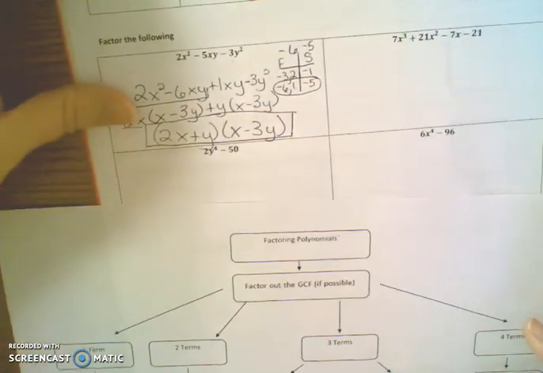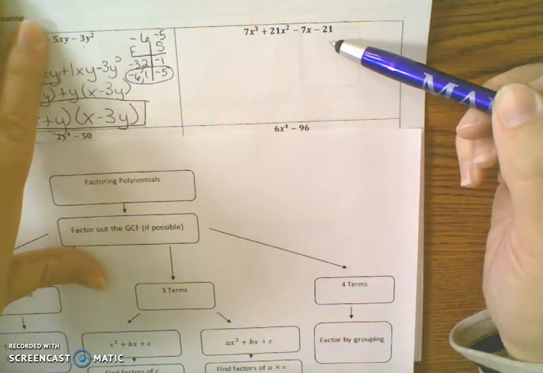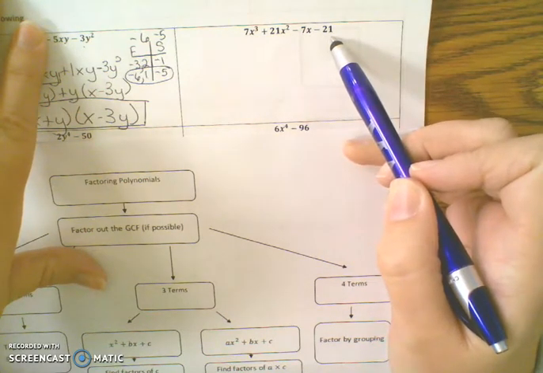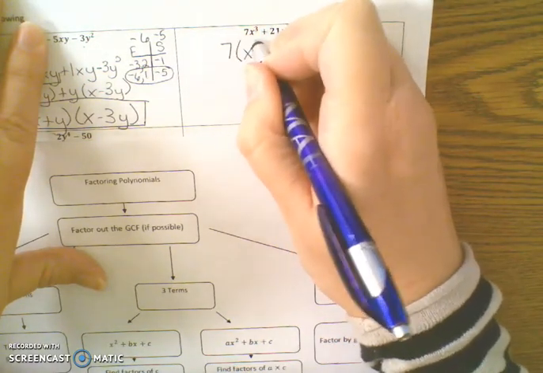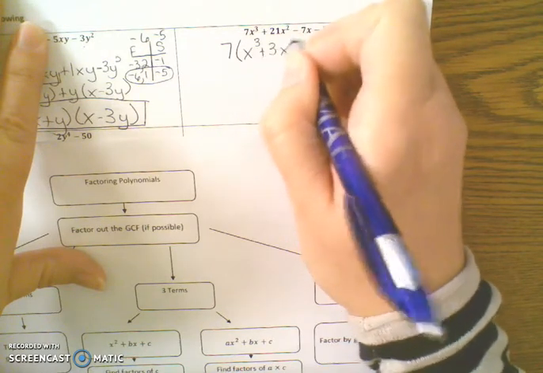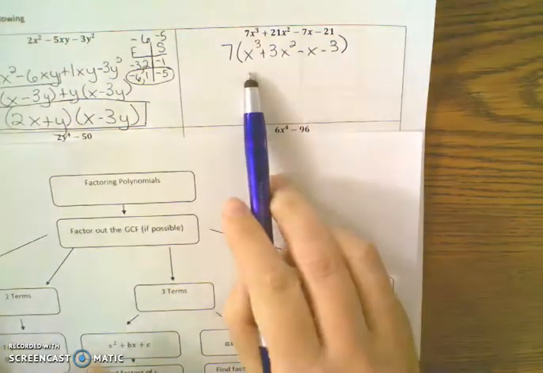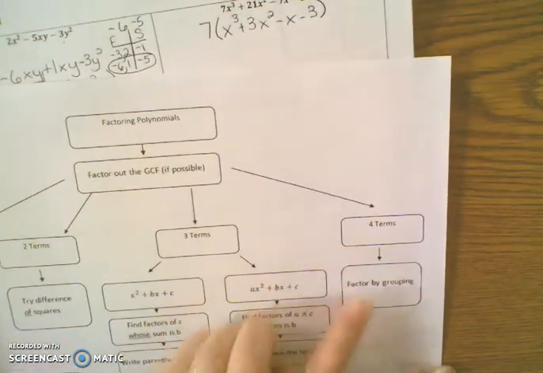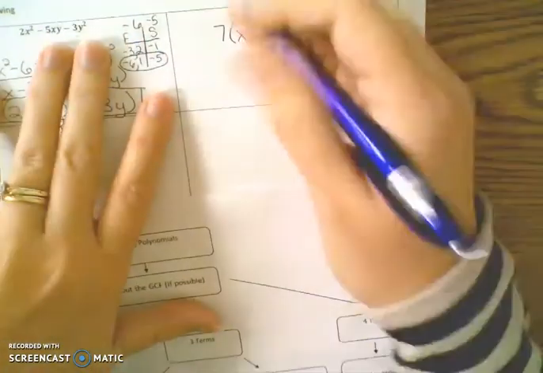Okay, let's try another one. So we're going to start by checking for GCF. So on this one, 7, 21, -7, -21, I can pull out a 7 there. So my GCF is 7. So I've got 7, and so then x to the third plus 3x squared minus x minus 3. Okay, now that I factored out my GCF, I have 4 terms. So I'm going to go over here to 4 terms, and 4 terms tells me that I should try factoring by grouping.